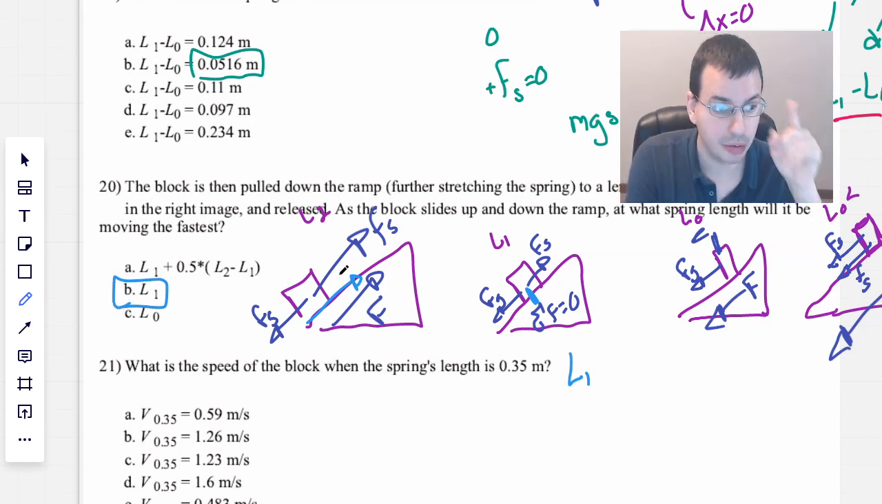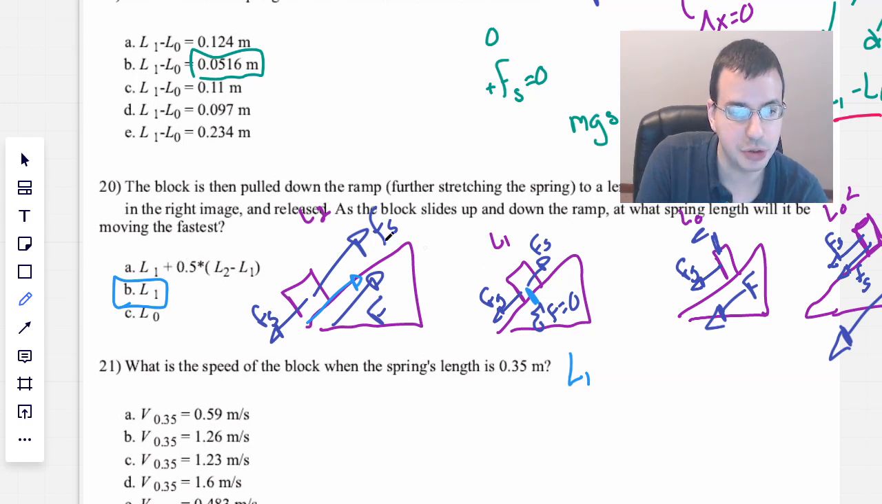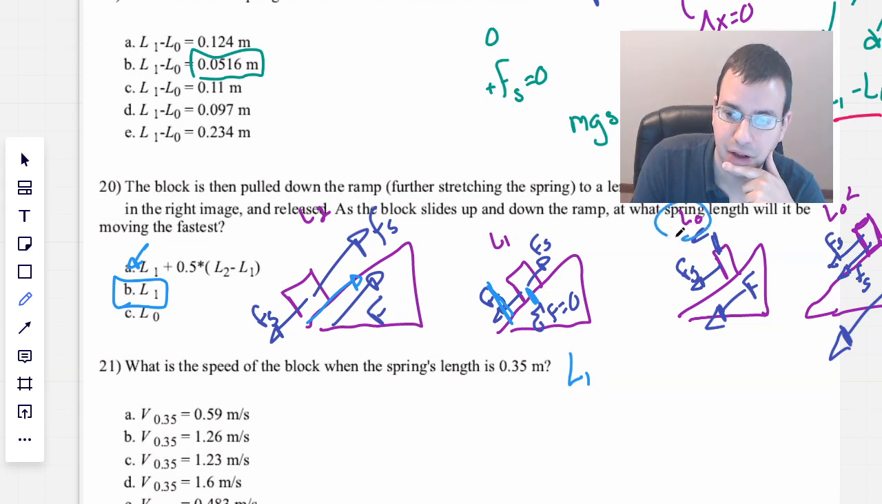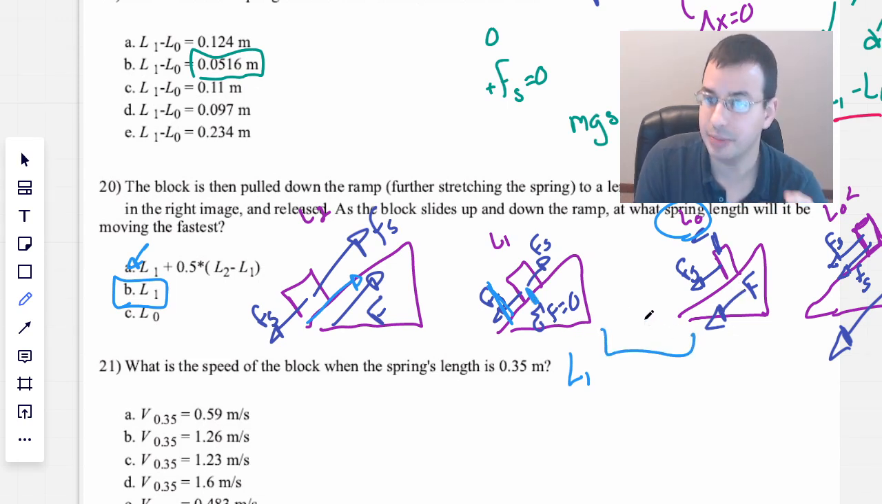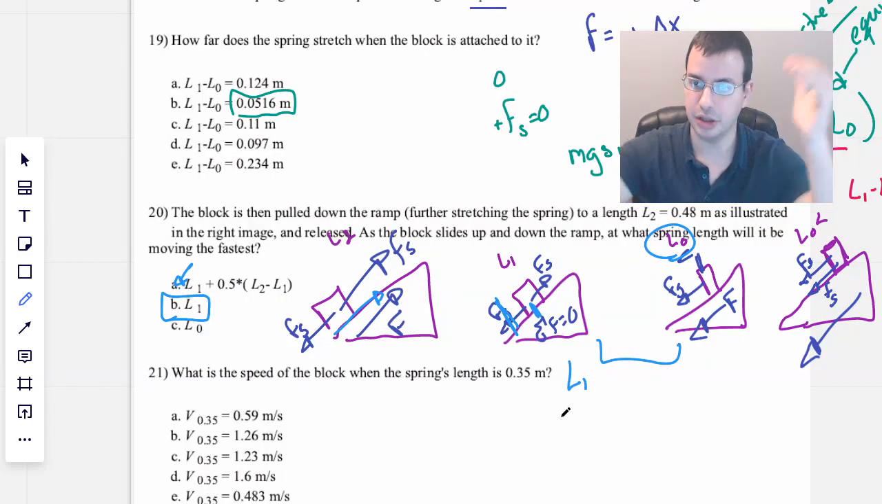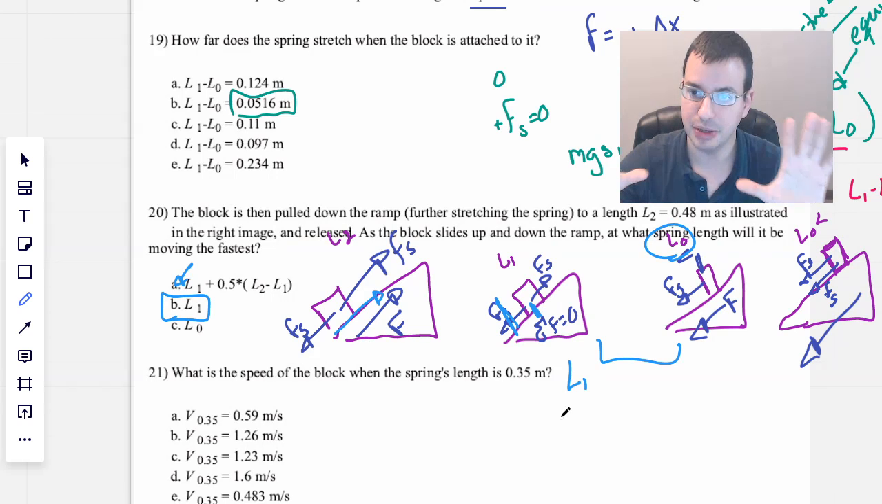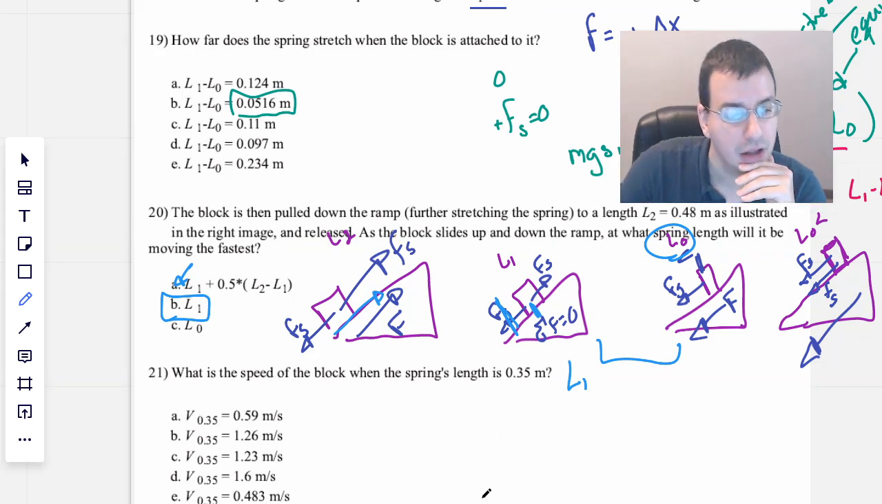And then just look at the other ones. This is halfway between the two. So this is L2, and then halfway between the two, that's what they're talking about with A. And then up here, we're talking about L0. That's going to be moving slower because it's spent some time here decelerating. Okay, so that's the idea with how to find the fastest moving portion of the block.